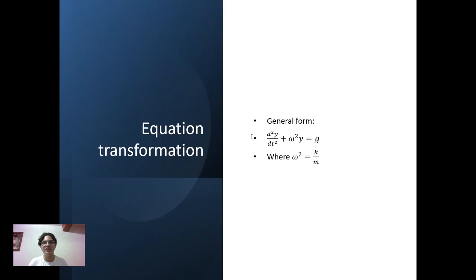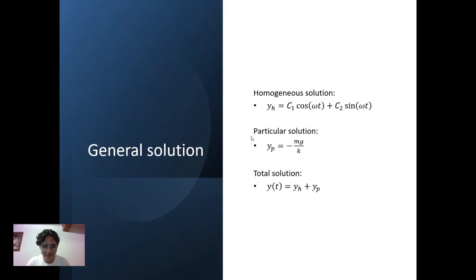We rewrite the equation in standard form, d squared y over dt squared plus omega squared y equals minus g, where omega squared is equal to k over m. This representation allows us to solve the equation more easily. To solve the system, we separate the solution into two parts. The homogeneous solution is c1 times cosine of omega t, plus c2 times sine of omega t. The particular solution is minus mg over k. The complete solution is the sum of these two parts.